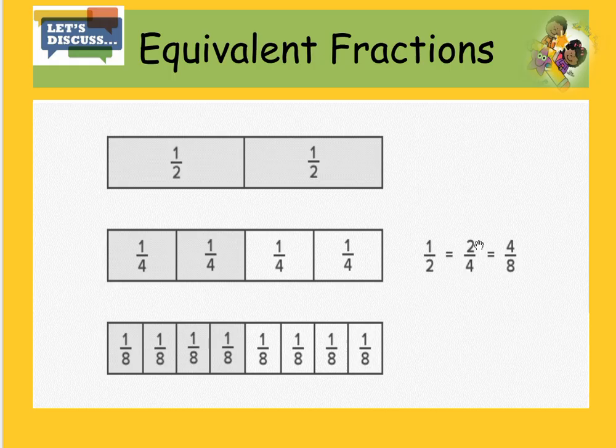When you simplify it, it also becomes 1 by 2. And the third fraction, 4 by 8: when you simplify it, 4 times 1 is 4 and 4 times 2 is 8. It also equals 1 by 2. So all these three are equivalent fractions.